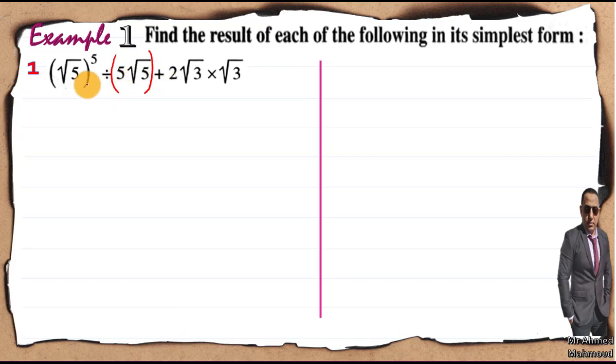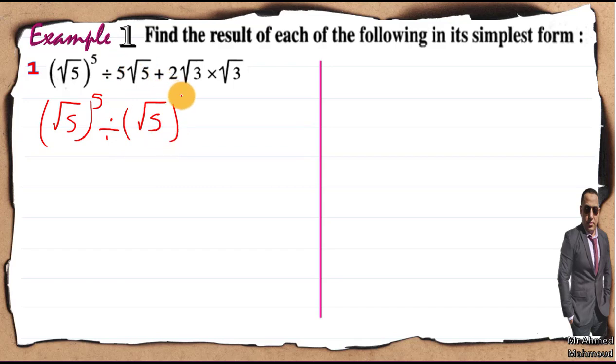Now I'm going to evaluate this operation. 5 root 5. We know that 5 equals root 5 power of 2. So I'm going to replace 5 with root 5 to the power of 2. So it will be like this: root 5 all to the power of 5 divided by root 5. Here this is root 5 power of 2 times root 5 power 1 equals root 5 to the power of 3, plus 2 times 2 root 3 times root 3.